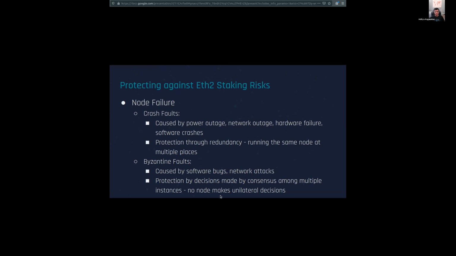And we can prevent against this by having a consensus instance running among the multiple redundant ETH2 nodes that you're running for the same validator. This is so that no node is making unilateral decisions. Only if a majority of the nodes sign off on something, only then do all of the nodes produce a certain message or a block.